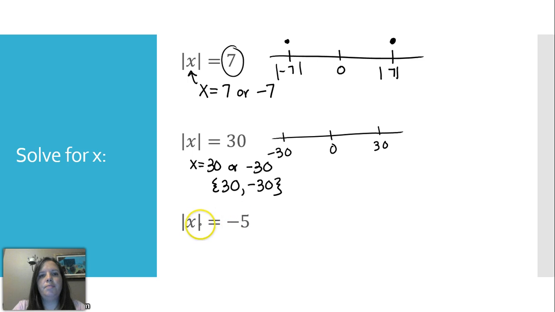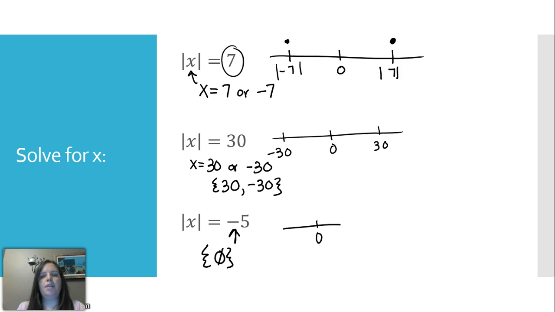Now this last one, absolute value of x equals negative 5. Okay, so think about, again, what's the definition of absolute value? Well, it has to be a distance, and a distance can only be a positive number. So in this case, how could you be negative 5 spaces away from 0? Well, you can't, because this absolute value only equals a positive. So this answer is actually that there is no solution.